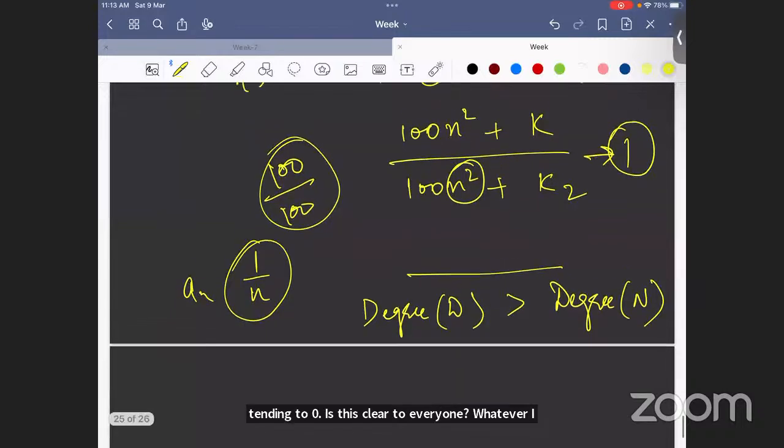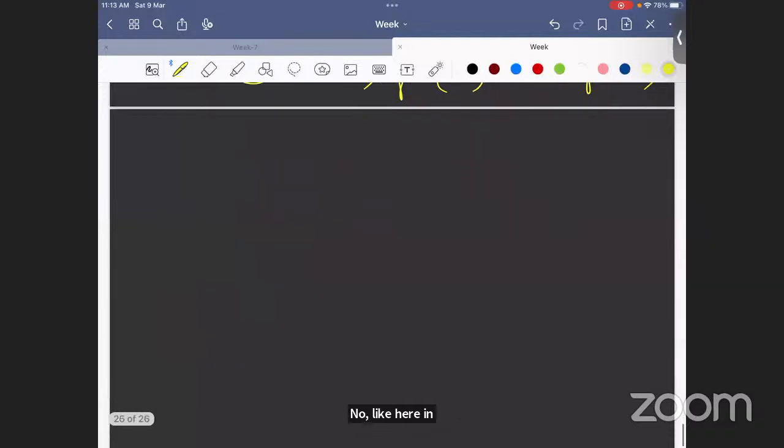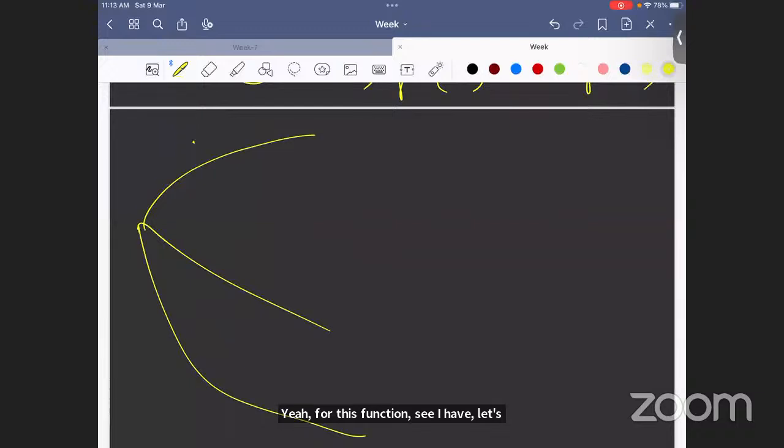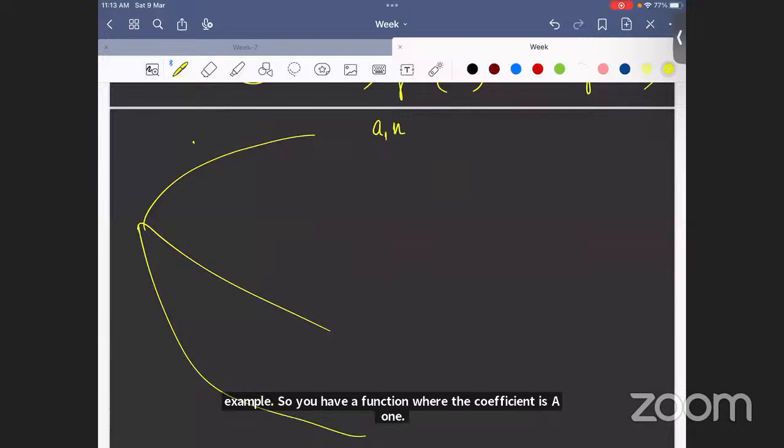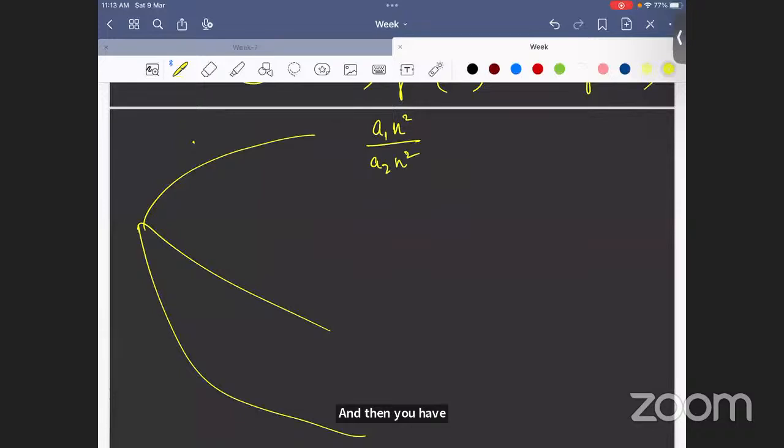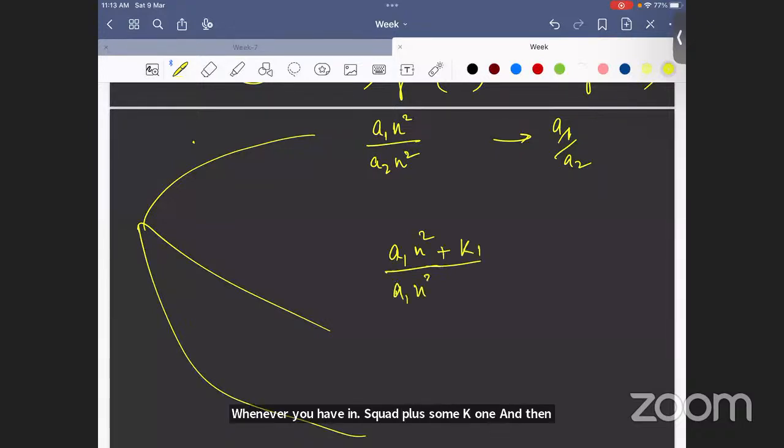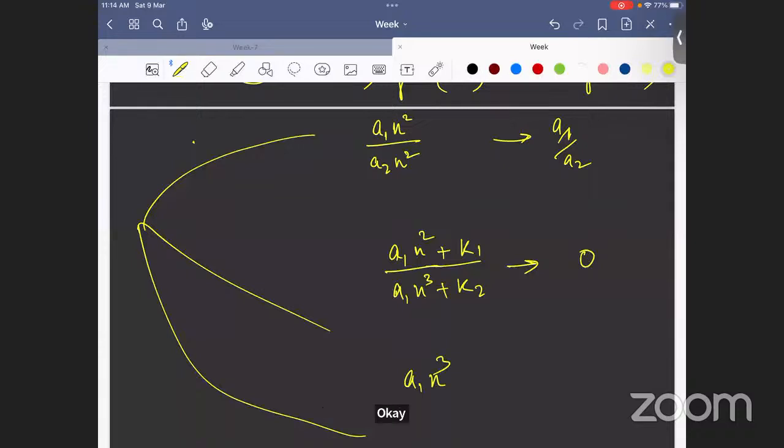Like here, the degree is the same, right? For this function, let's take example 3. You have a function where the coefficient is a1 n square upon a2 n square. So here it will tend to a1 upon a2, correct? Whenever you have a1 n square plus some k1 and then a1 n cube plus k2, here it will tend to 0. Whenever you have a1 n cube upon a1 n square, will it converge?